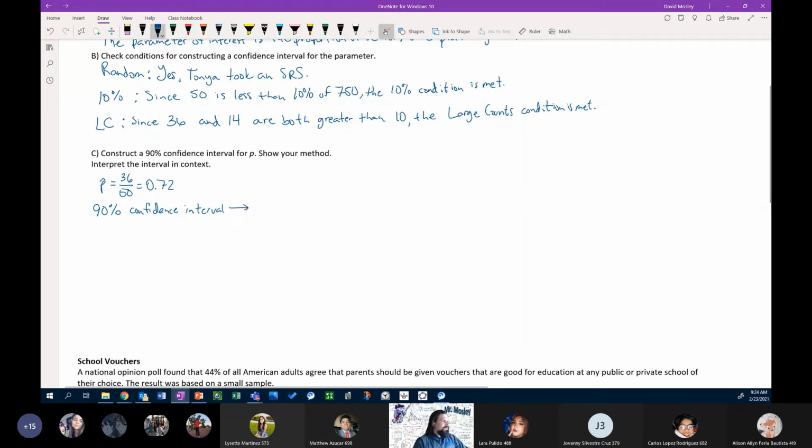Right, this leaves 10% split between the two tails. Our conditions have already been met, so we know that we're using a normal approximation here. And yeah, using the one method that we have so far.